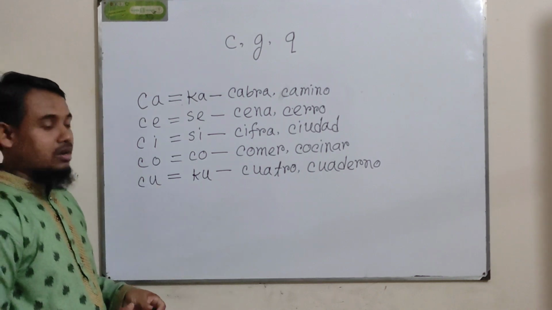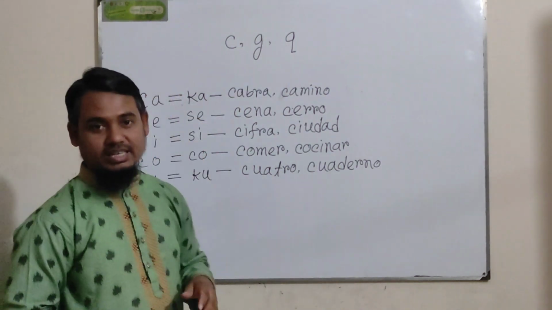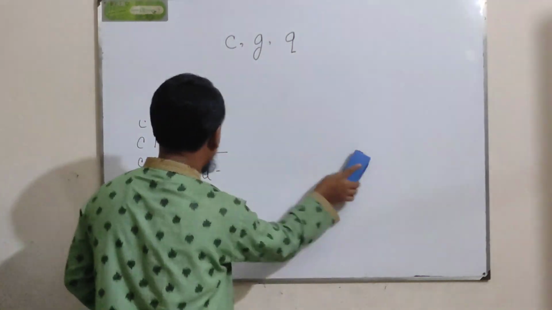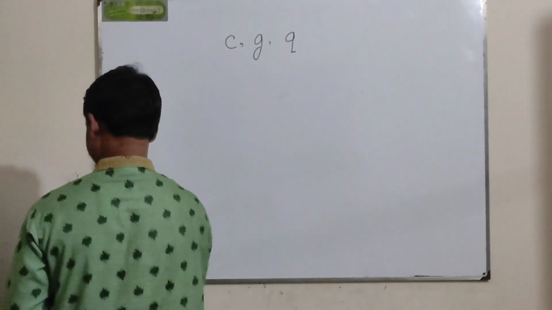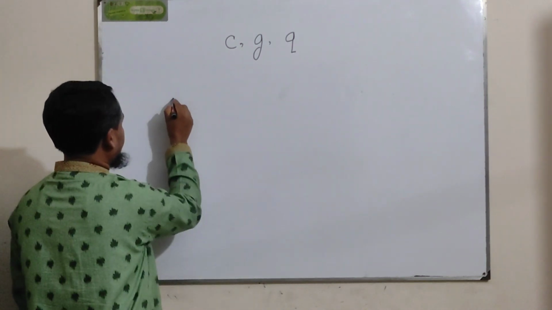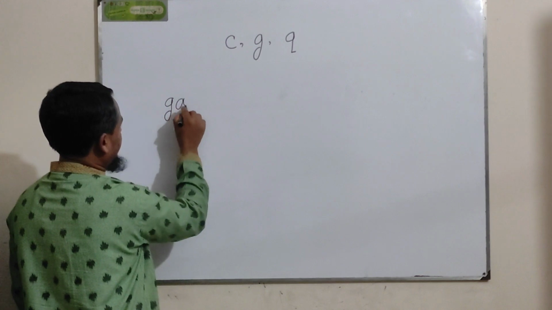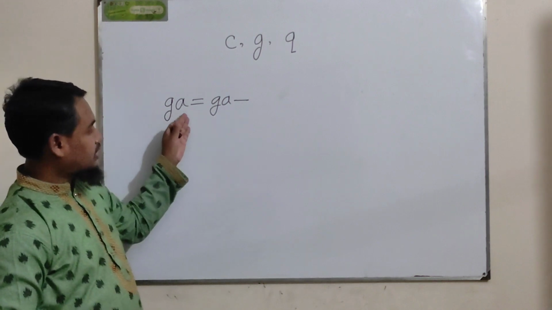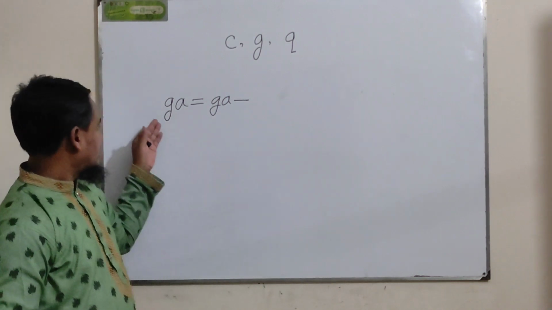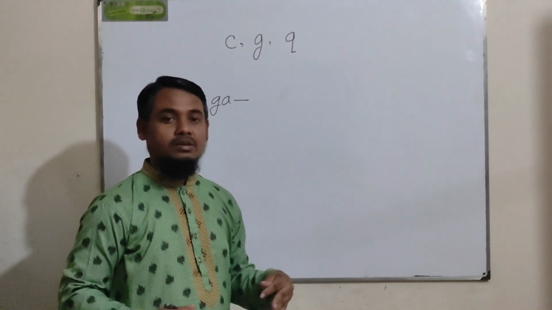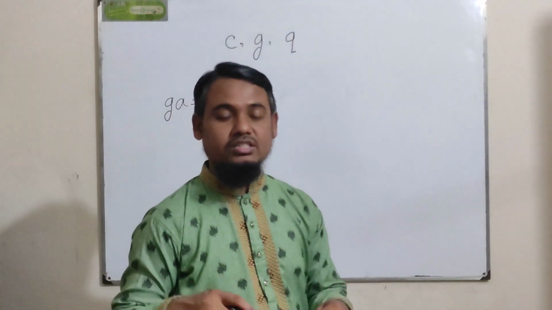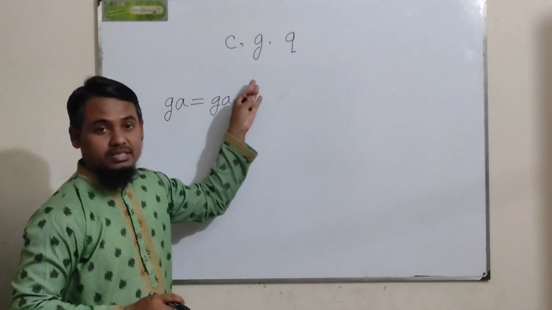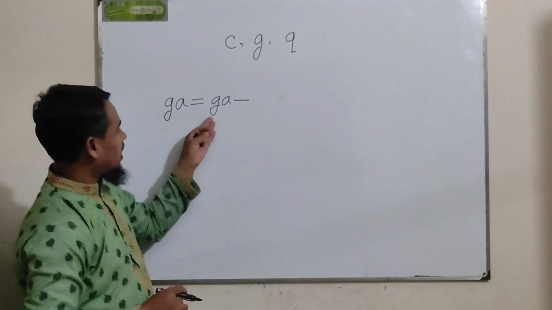Now, I will show you the next letter, G. G after A is ga. This letter has two pronunciations. Sometimes it is pronounced like ga, sometimes it is pronounced like ha, because this letter name is he.